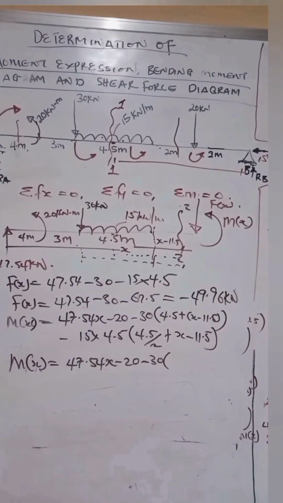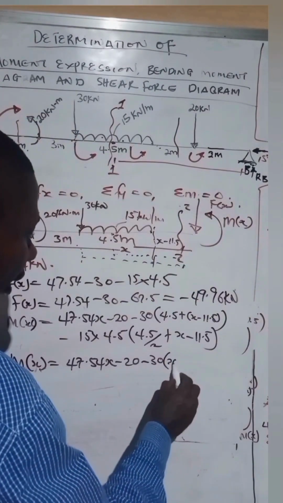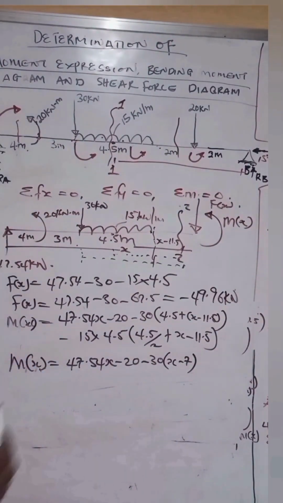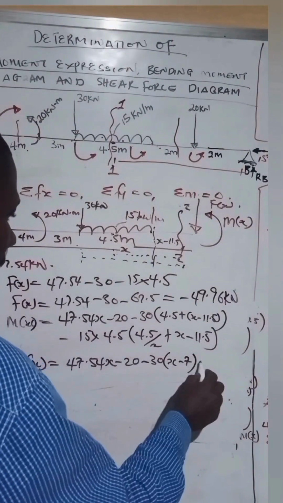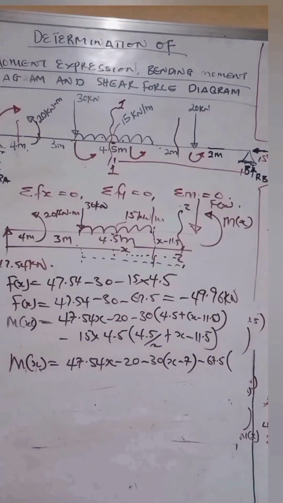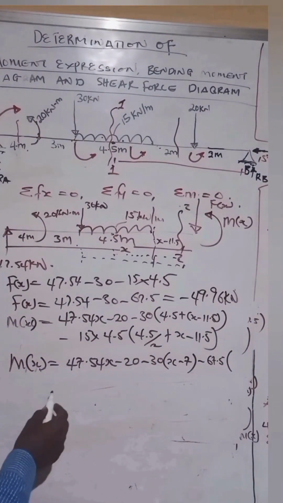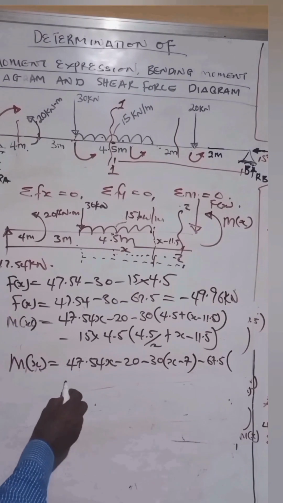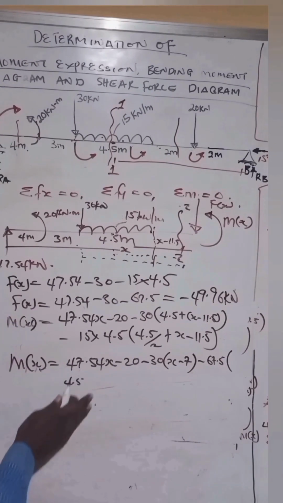Let's work on this. This becomes 4.5 minus 11.5, which gives us negative 7. So I'm going to have here x minus 7. All right, similarly for the UDL, we're going to have 4.5 times 15, which gives us 67.5. So we're going to have minus 67.5 open bracket, that is the load. Now the distance becomes 4.5 over 2, which we've done before.